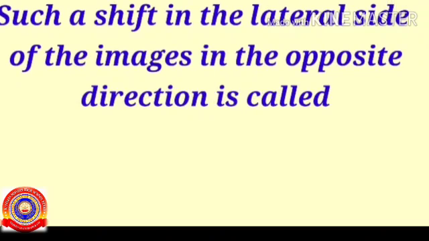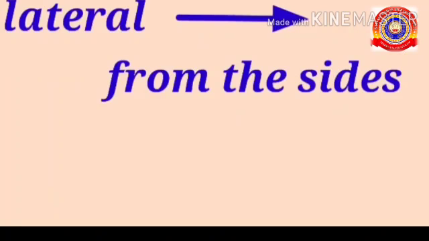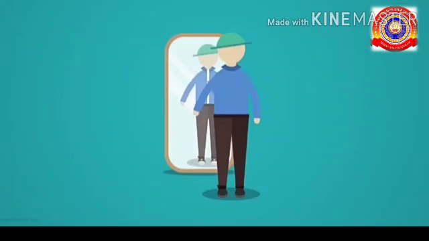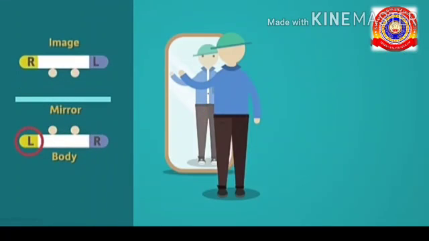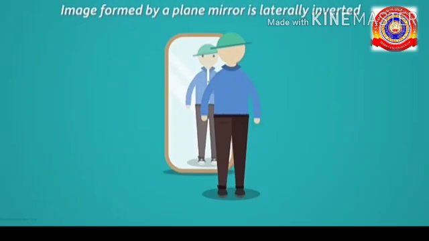Such a shift in the lateral sides of the image in the opposite direction is called lateral inversion. Let's check the meaning. Lateral means from the sides and inversion means inverting something. So, from the sides inverting something. Once again, when we raise our left hand, the image in the mirror raises its right hand. Our left is the image's right and similarly our right is the image's left. So, the images follow left-right reversal. So, we say the image formed by a plane mirror is laterally inverted.